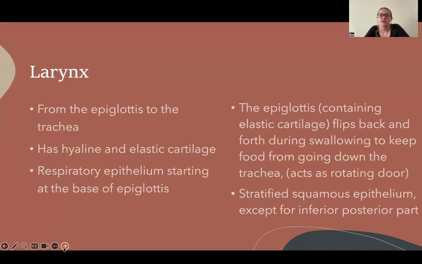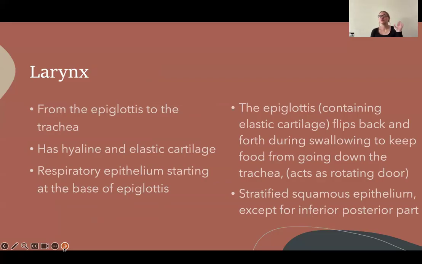Your larynx. Okay, so this is still part of the conducting system, right? Your larynx starts at the epiglottis and goes to the trachea. It has hyaline and elastic cartilage. Specifically, what has elastic cartilage is the epiglottis. The epiglottis is a really fun structure. I love it. It's kind of like a revolving door, or like a trap door.